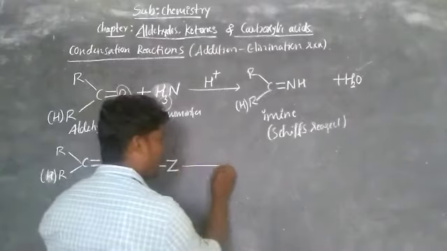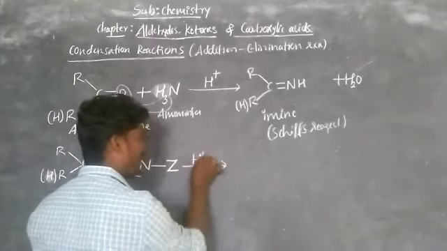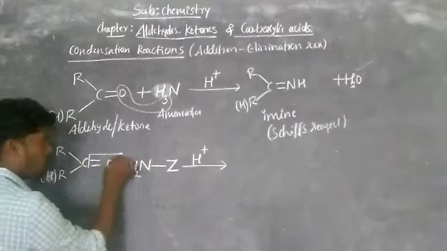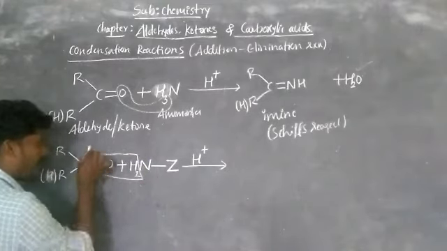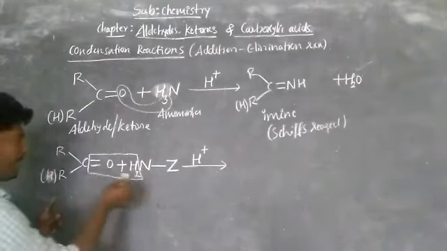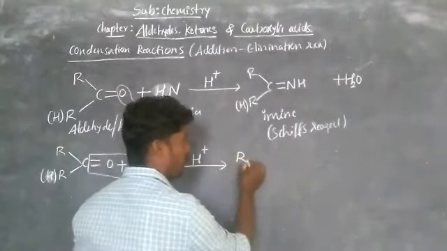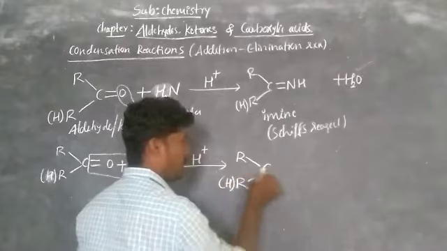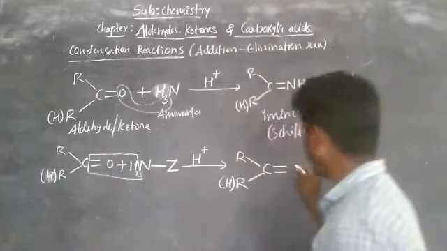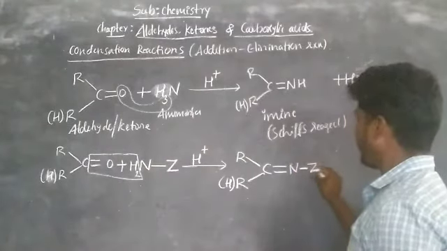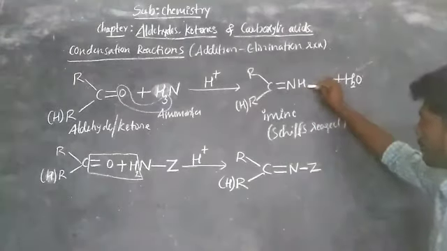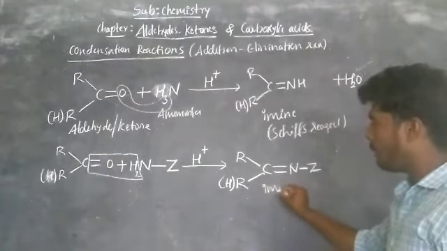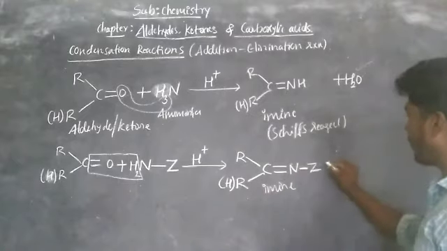Now this reaction is carried out only in the presence of an acidic medium, that is H plus. Now observe here, this oxygen and this H2 become H2O, and the remaining is R, C double bond N, H double bond. This is the same, just in place of H we are taking Z. This is also generally called an imine, imine plus water.